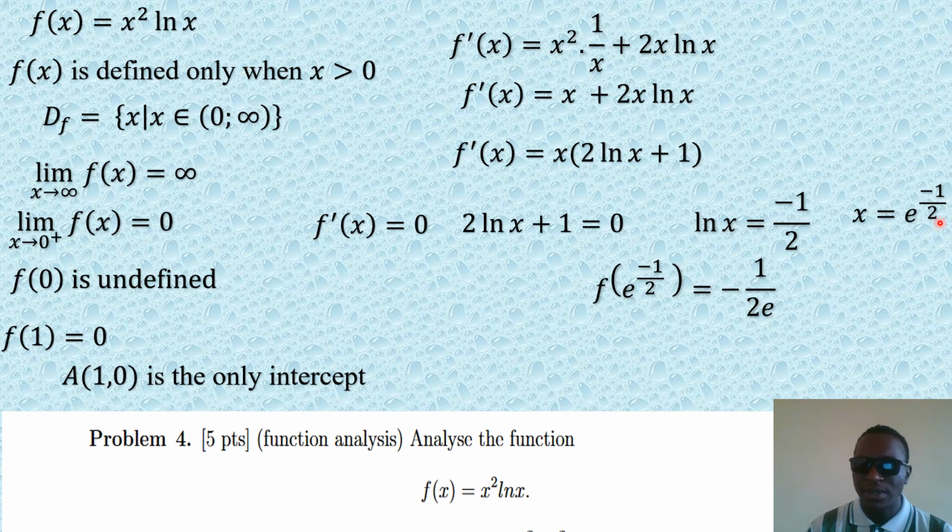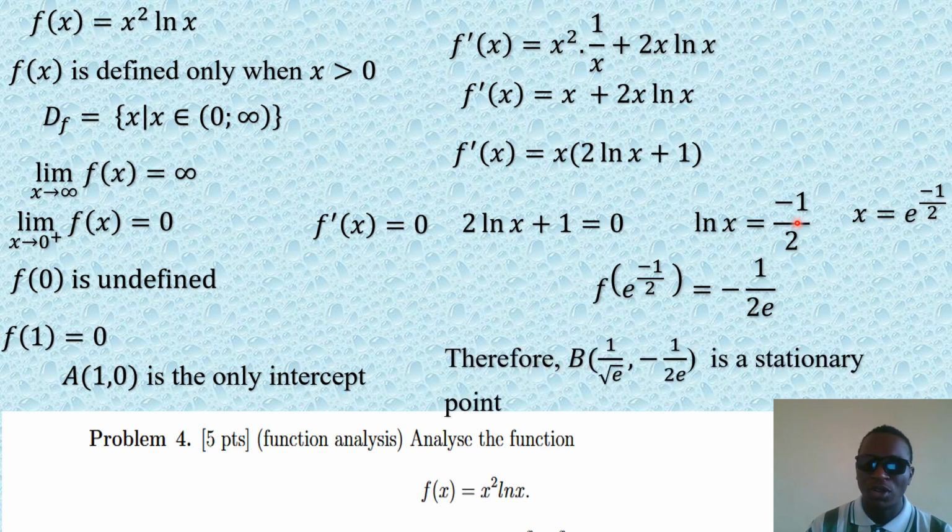When you square this term, remember it's raised to the power 1 on 2. So when you square it, the 2's cancel out, leaving e raised to the power minus 1. And e raised to the power minus 1 is 1 over e. Then natural log of x in this case is minus 1 on 2. So we have minus half times 1 on e. So that's minus 1 on 2e. From this stage, we have that the only turning point, a stationary point on this graph, is this point.